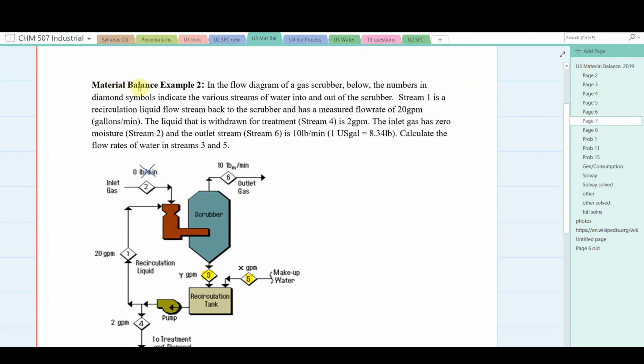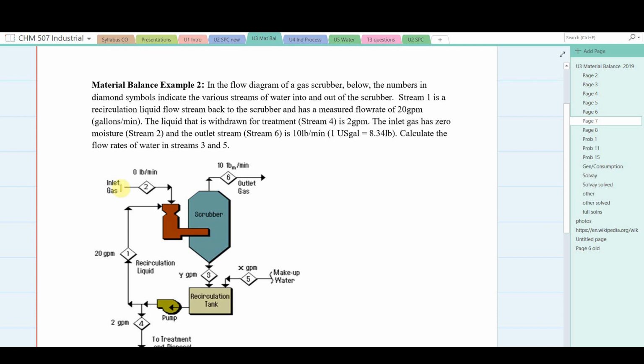Here's material balance example 2 on page 7. Let's look at the diagram while we read it. In the flow diagram, we have a gas scrubber. So this is a gas scrubber. The idea of a gas scrubber is that a gas is sent through a stream of water, and the water will absorb particulate or absorb some gas from it, perhaps an acid gas or a contaminant. So water is circulated through the system. The water is sprayed through the scrubber.